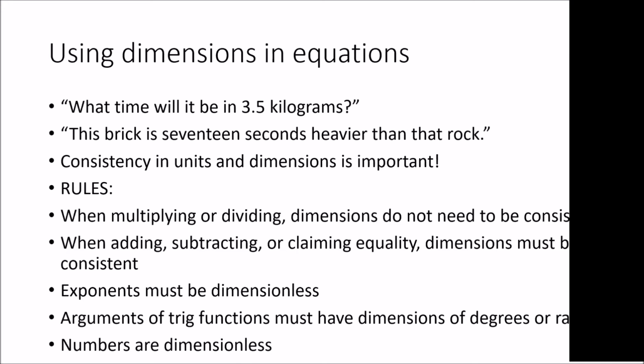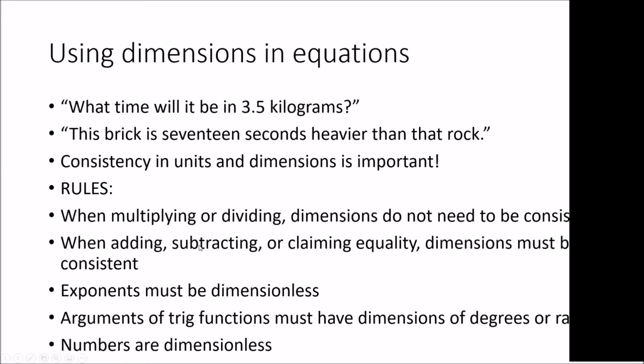You can't say the brick is 17 seconds heavier than the rock. Again, that doesn't make any sense. You need to maintain consistency in the units and dimensions that you are using. So the rules are, when you multiply or divide, dimensions do not need to be consistent. You can take meters divided by seconds. That's totally fine. Meters divided by seconds, kilograms per meter cubed, those are totally fine because you're dividing or multiplying unlike units. You'll get just some different dimensions out of that eventually.